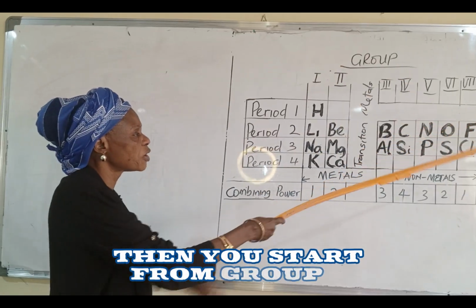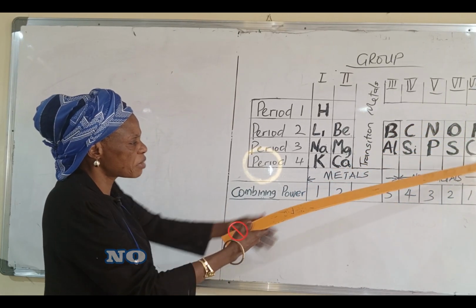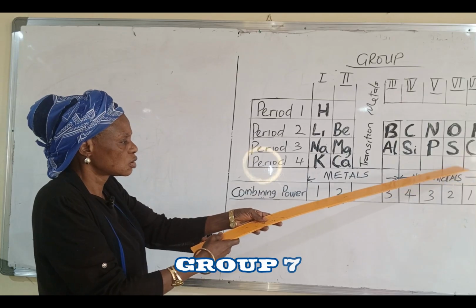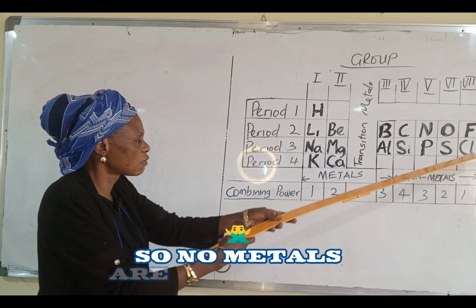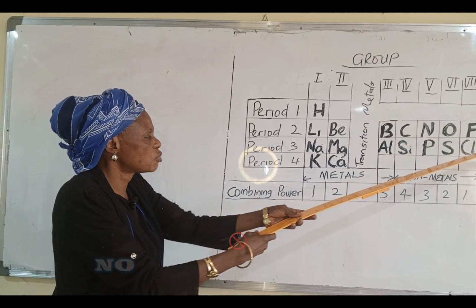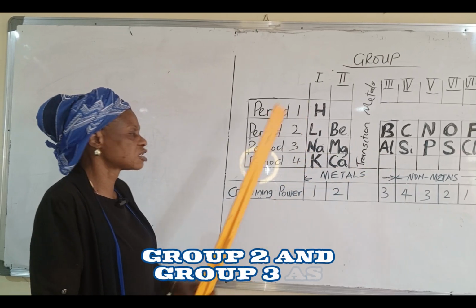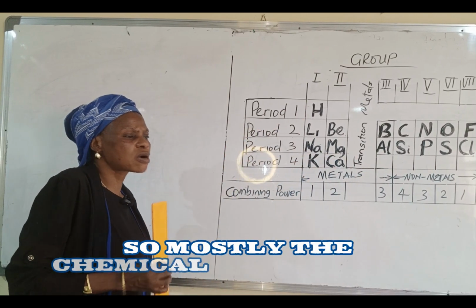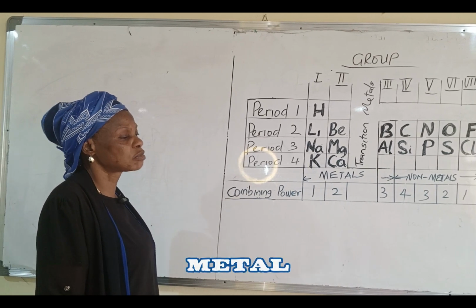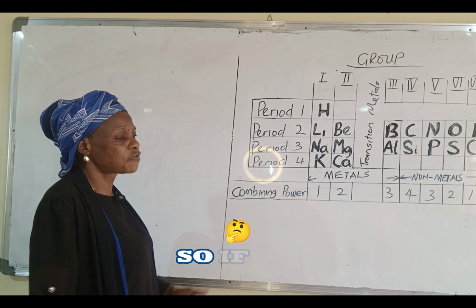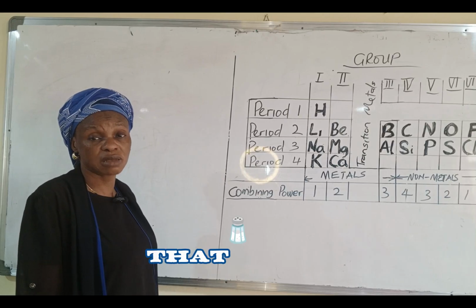Then you start from group 8 or 0. You see, these group 0 elements, they are noble gases. So the non-metals start from there, from group 7, group 6, group 5, group 4, and it stops there. So non-metals are from group 4 to group 7. Noble gases here, and we have group 1, group 2, and group 3 as metals. So mostly the chemical combination we normally have is between metals and non-metals. So if we have a combination of sodium and chlorine, for instance, that is our sodium chloride, our common salt.